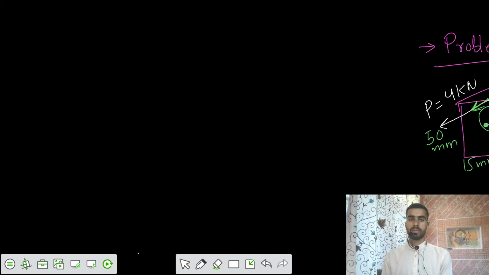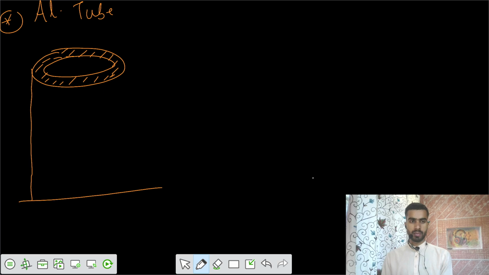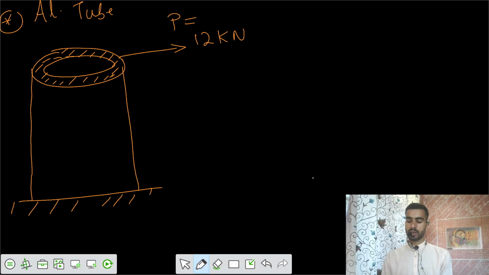Let's take one more problem. We have an aluminum tube. Let's say this is the tube. Then its length is 2.5 meter. Then you're applying a force of 12 kilonewton. P equals 12 kilonewton.